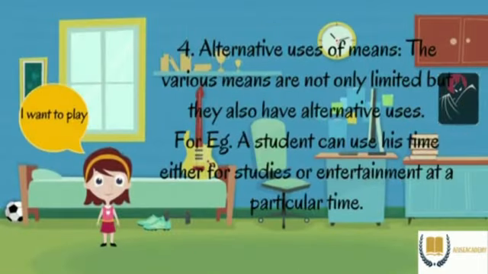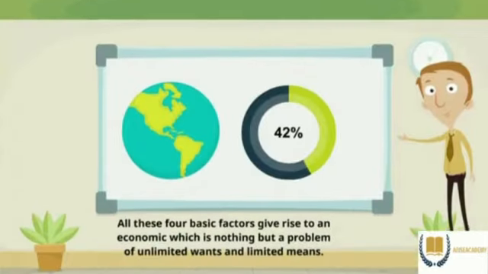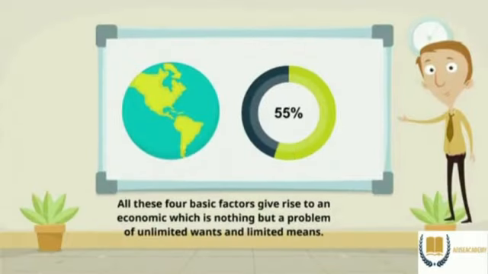4. Alternative uses of means. The various means are not only limited but they also have alternative uses. For example, a student can use his time either for studies or entertainment at a particular time. All these four basic factors give rise to an economic problem, which is nothing but a problem of unlimited wants and limited means.